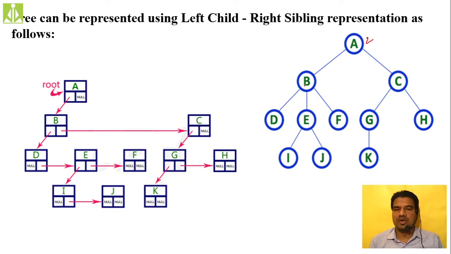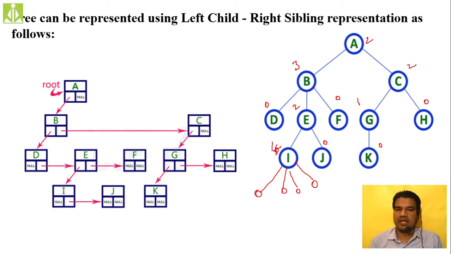Then the B node, how many children does it have? Three children, so 3 I am writing over here. Then C, two children. G, 1 child. H, 0 children. K, 0 children. D, 0 children. E, 2 children. F, 0. I, 0. J, 0. Likewise, there is no limitation. Or if we take this I, you can have 4 children here, like 1, 2, 3, 4. This is also possible. In that case, I's children count will become 4 over here.